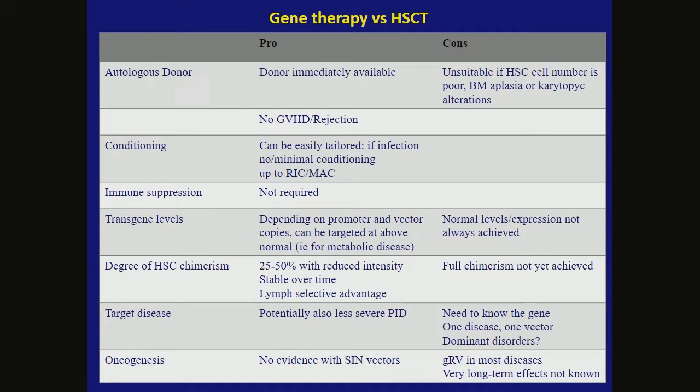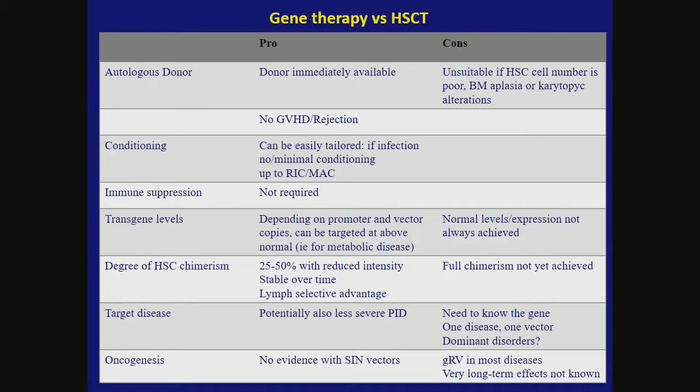The degree of chimerism can be, depending again, 5 to 70, 80%. The highest that we have seen in our clinical trials is 80%. So we have not seen really full chimerism, but probably we are there.